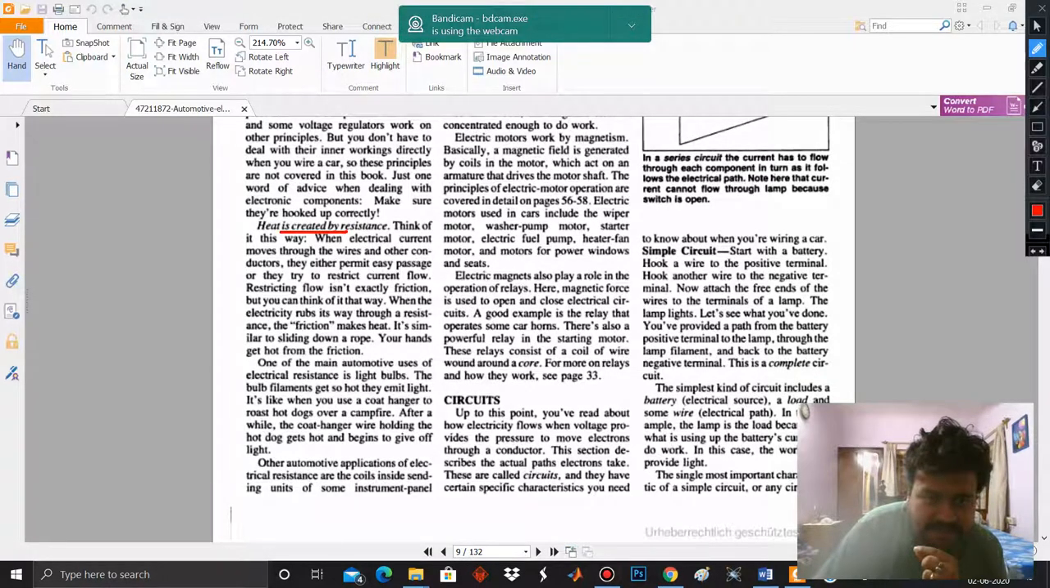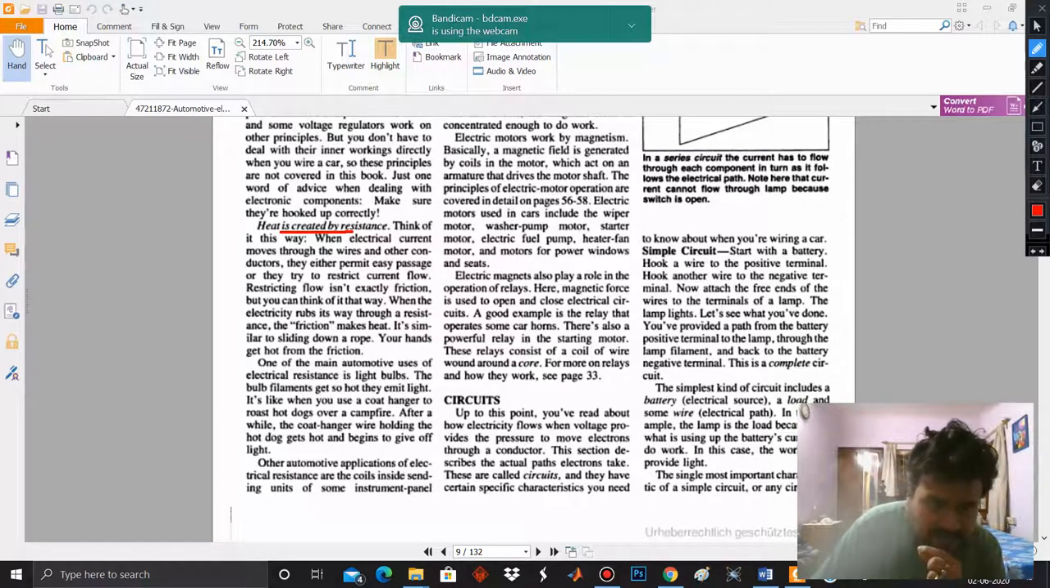Heat is created by resistance, because when current flows through a conductor, it will produce I square R loss. Think of it in this way: when electric current moves through wire and other conductors, they either permit easy passage or they try to restrict the current flow. Restricting the flow isn't exactly friction, but you can think of it in that way. It is not actually friction, but it can be assumed to be friction.